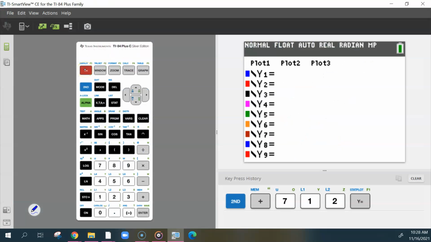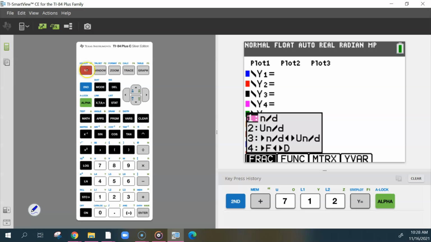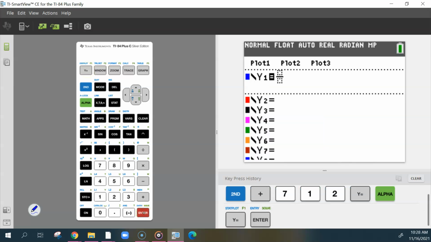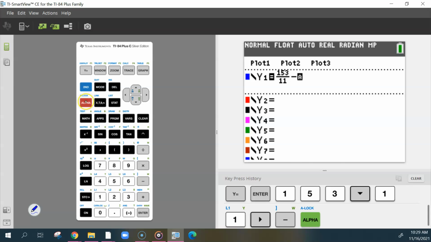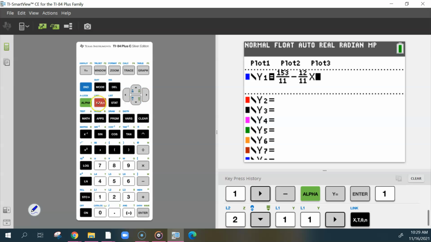You're going to go into your Y equals. If there's anything there, you're going to clear it out. And then put in whichever equation, use your fraction bar, Alpha, Y equals, to get n over d: 153 over 11 minus, fraction bar again, Alpha, Y equals, to get n over d, 12 over 11 x.